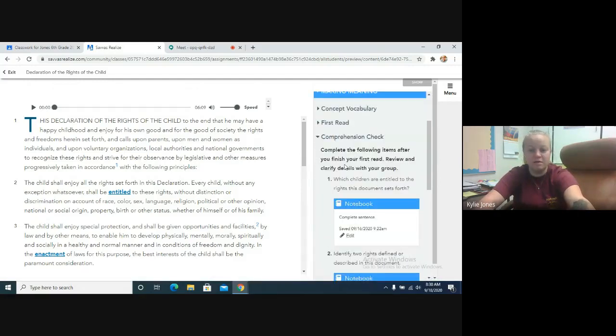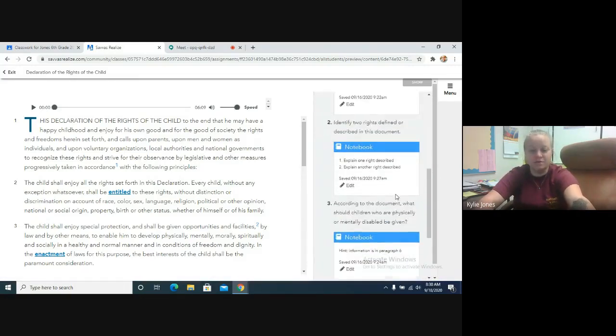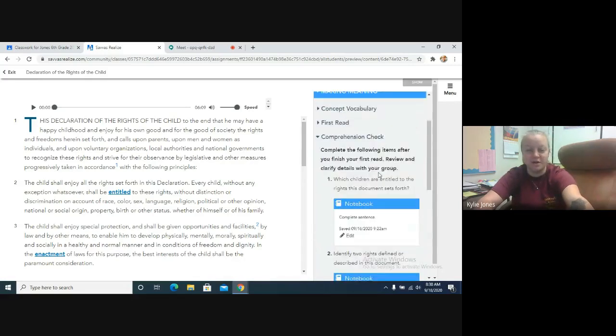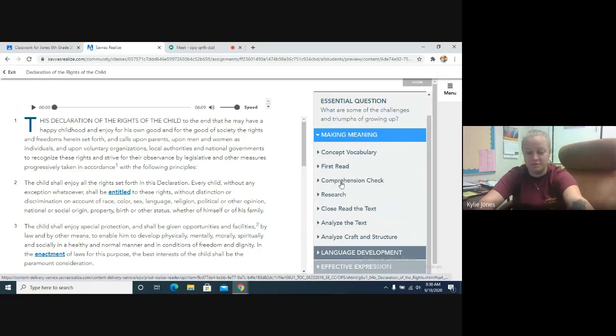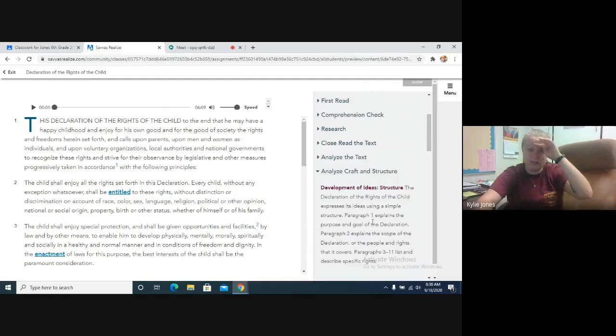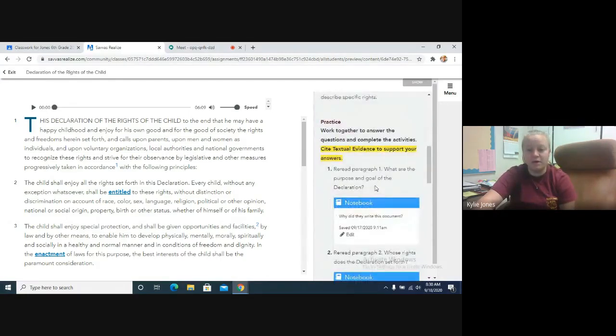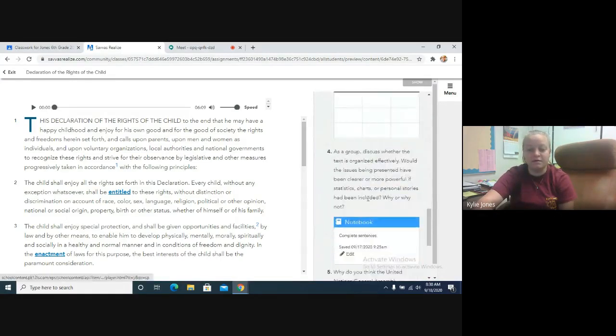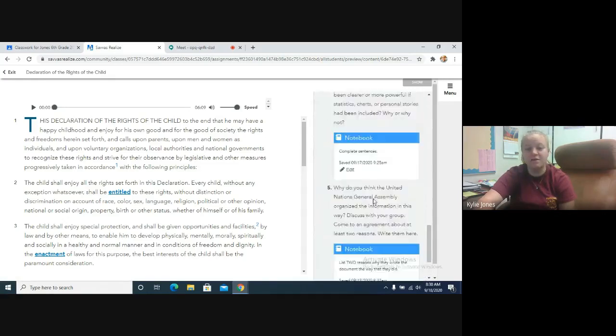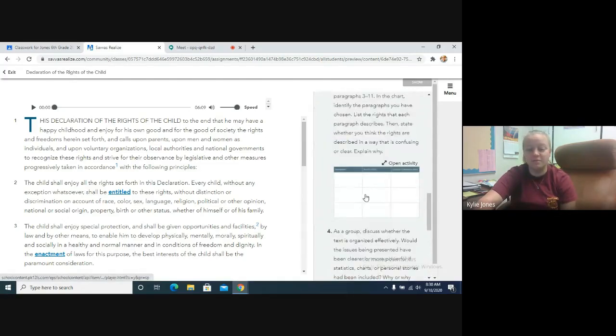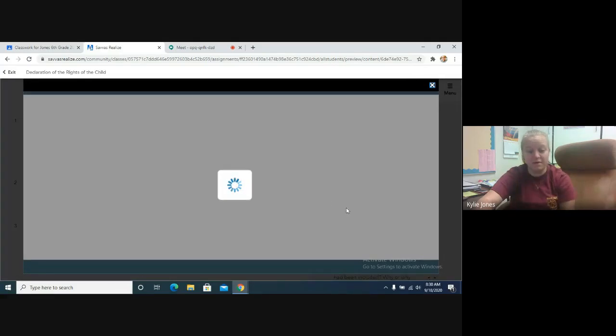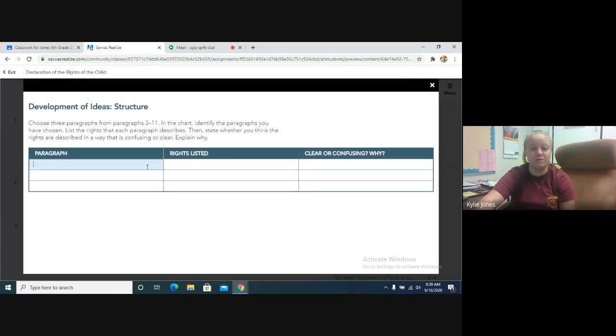So there are 1, 2, 3 questions that you should finish in the comprehension check that will be graded. Okay, so the comprehension check is the first one. The second one that I'm grading is the analyze, craft, and structure that we did yesterday. That one had 5 questions in it. The major part of it was this chart that you had to fill out, which did not save my work, which is fine. So making sure that you fill out this chart as well.